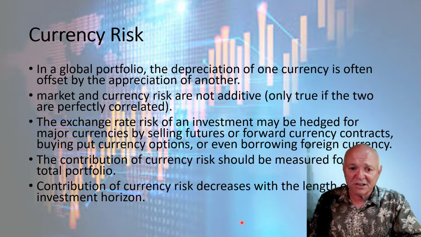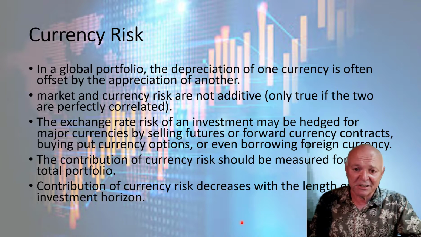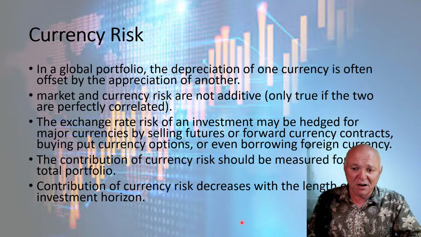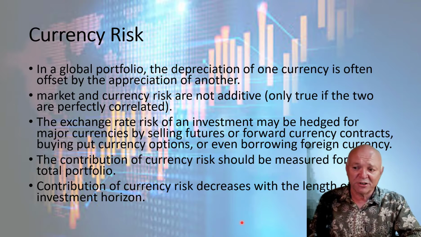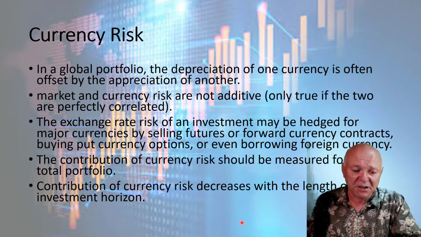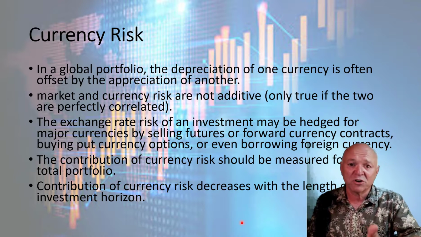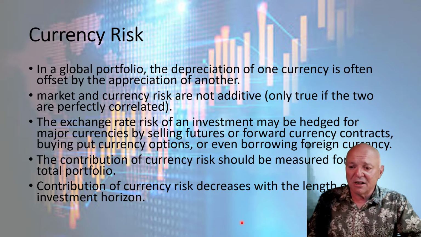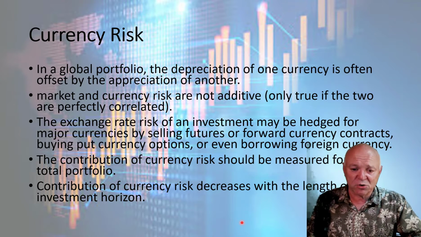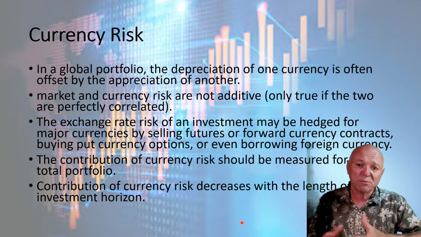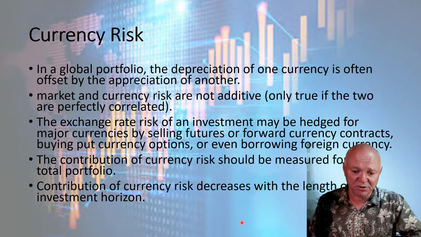Remember the currency risk in our global portfolio. The depreciation of one currency is often at least partly offset by the appreciation of another. Our market and currency risks, therefore, are not going to be additive unless they're perfectly correlated. The exchange rate of our investment can be hedged in major currencies by using futures contracts, forward contracts for ongoing investments, perhaps swap contracts, something that we're going to discuss a little bit later on in the course. And the contribution of our currency risks then should be measured for the entire portfolio. It is probably going to be less than the sum of its parts because of the hedging opportunities.